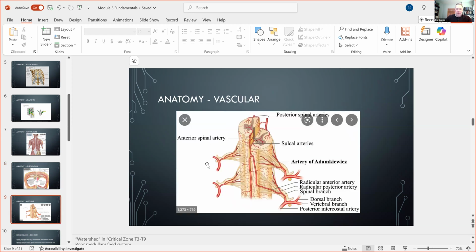Okay, let's see if we can get through this one. All right, so this is what I was talking about previously. These radicular arteries, right?